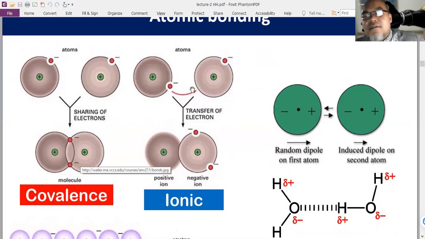In ionic bonding, on the other hand, the bonding is caused by very strong electrostatic attraction. One of the atoms will release its electron, causing it to have a positive charge, while the other atom will absorb or attract that electron, making it negatively charged. Then binding will occur between the positively charged atom and the negatively charged atom to make ionic bonding. We call them positive ion and negative ion.